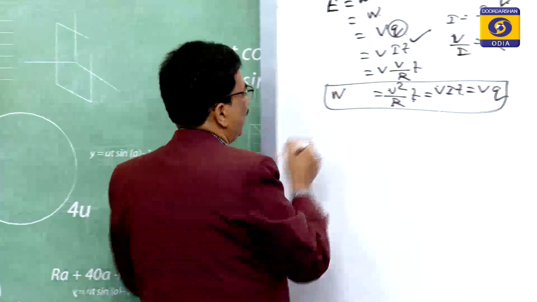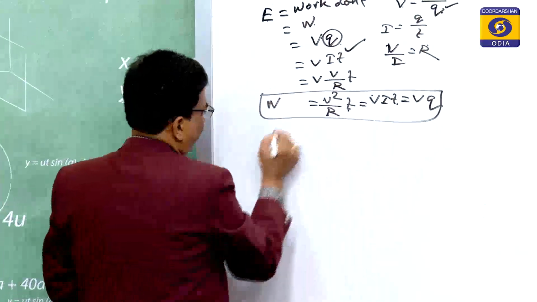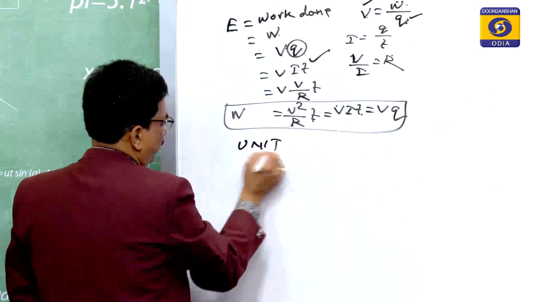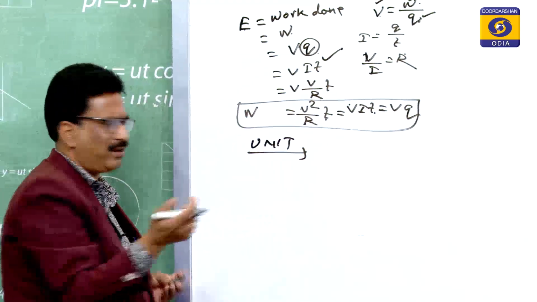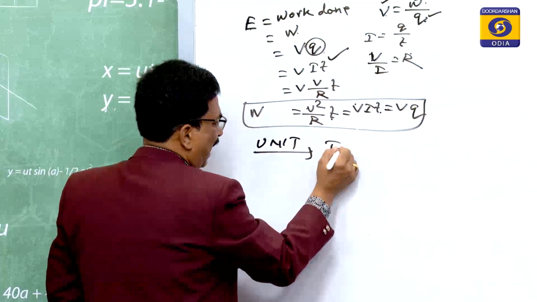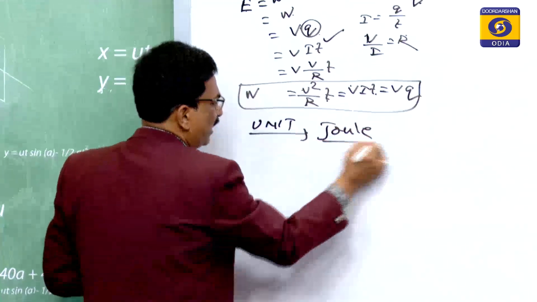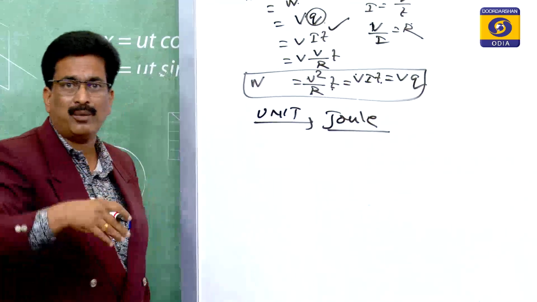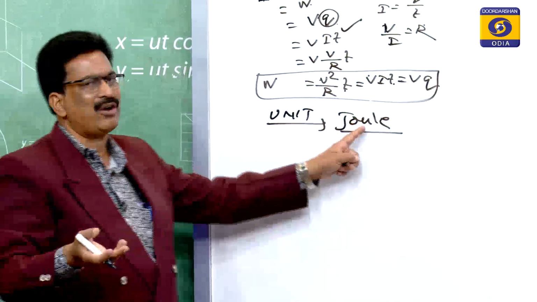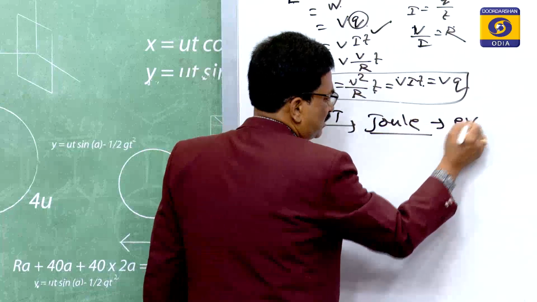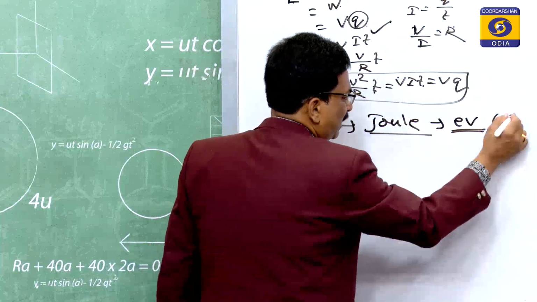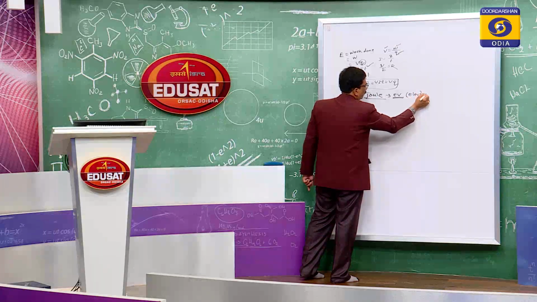So this is the mathematical expression. Then comes the unit. The unit of work: work means the ability of doing work, which means energy, and the common unit we are using is the joule. But when more work is done, that amount of joule is not used. In that case, it is used as EV. EV means electron volt.